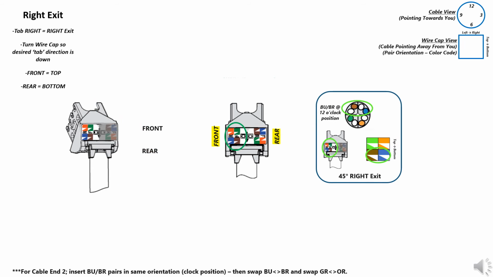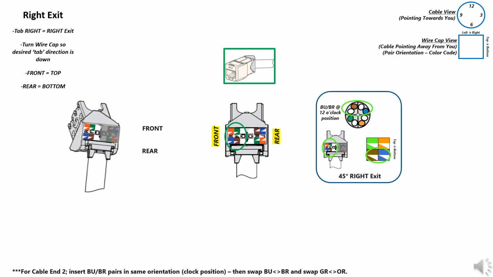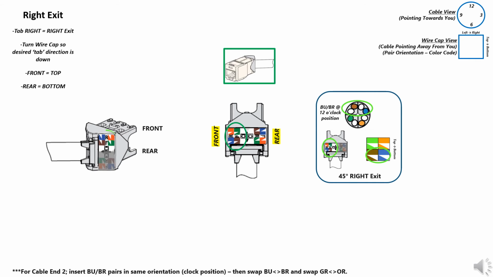Tab right equals right exit. Rotate the cable to insert into the wire cap. The blue-brown pairs will be in the bottom quadrants. Turn the wire cap so the jack icon is tab down. The front is now on top and the rear is now on bottom. Match the color code.